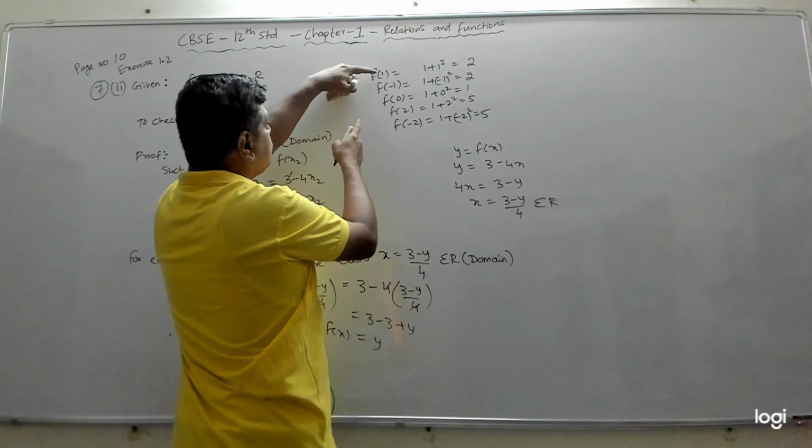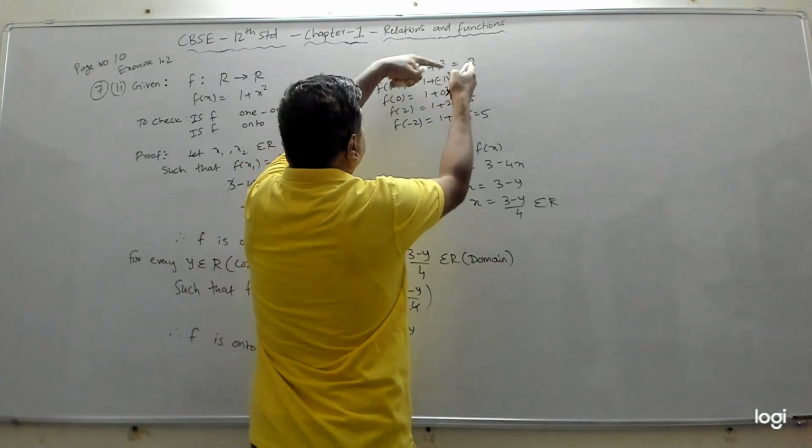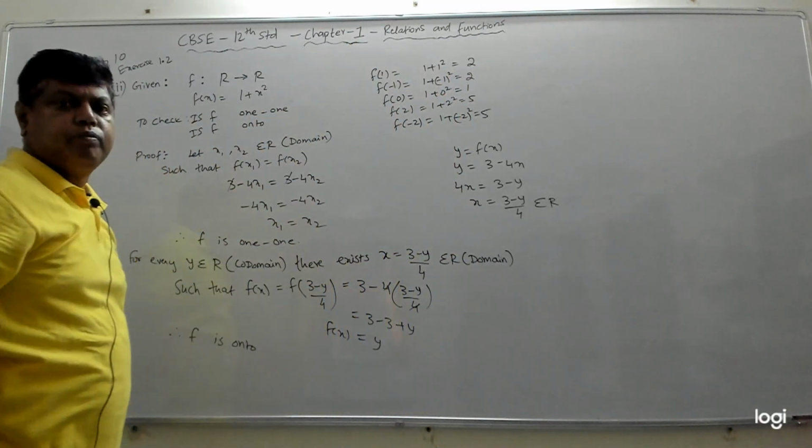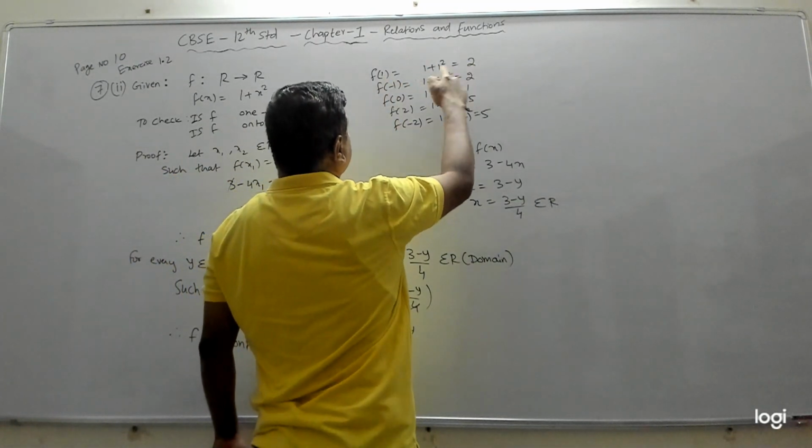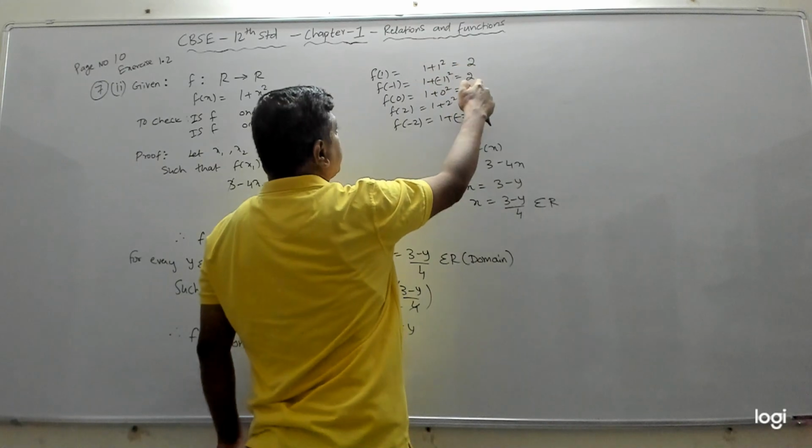Now clearly, 1 gives you 2, -1 also goes to 2. So it is many to 1. And also all the positive numbers are going to positive, negative numbers also getting mapped to positive.